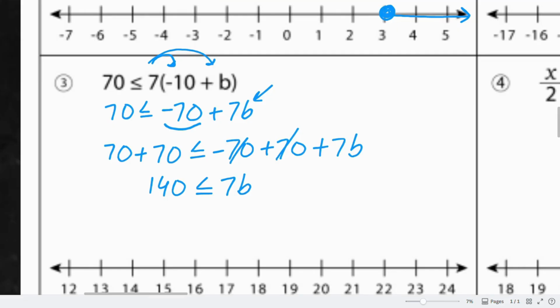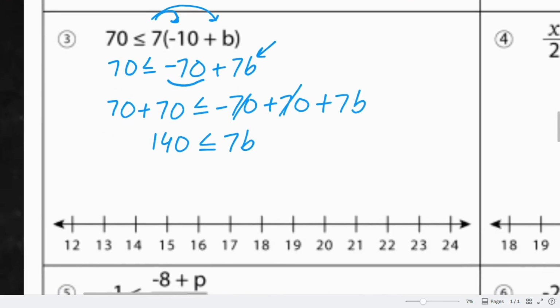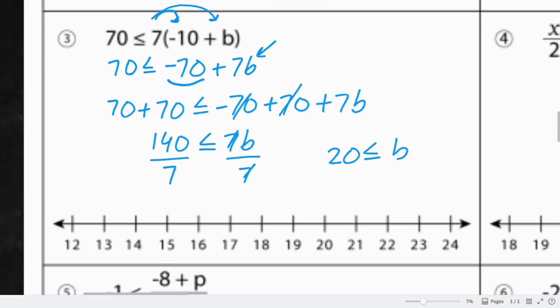And after that I will divide both sides by 7 because I need to get this b. So I will divide both sides by 7 that way. So this 7 will cancel out with this 7, right? And if I divide 140 by 7, I will get 20, okay? So 20 is less than or equivalent to b.